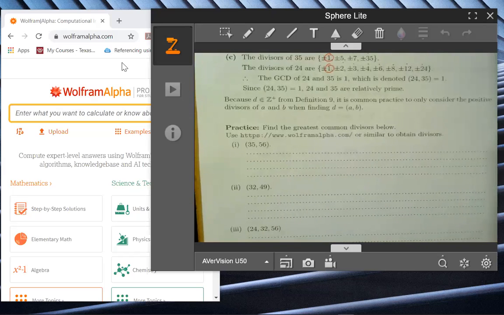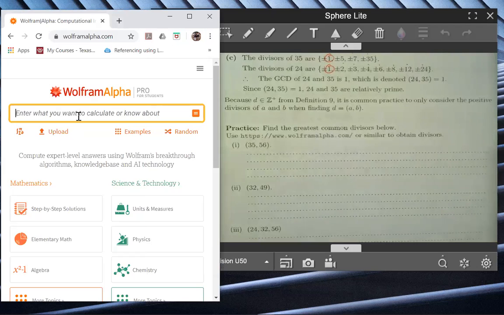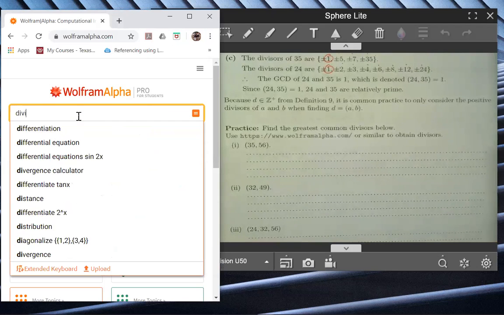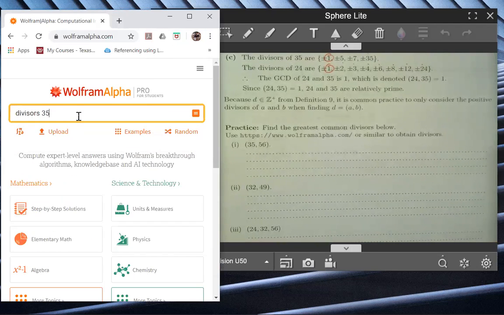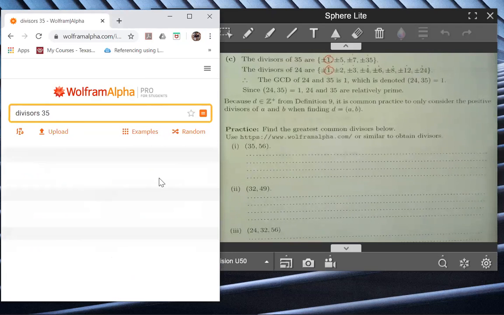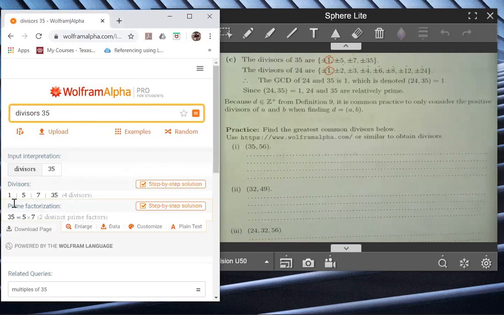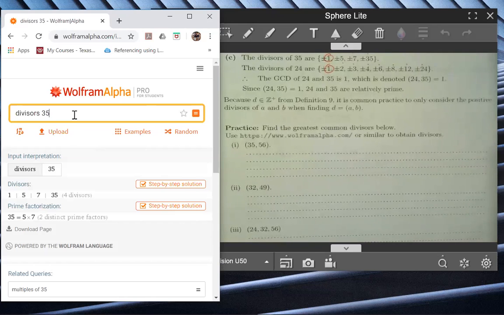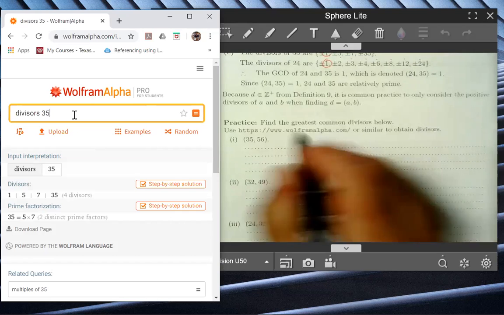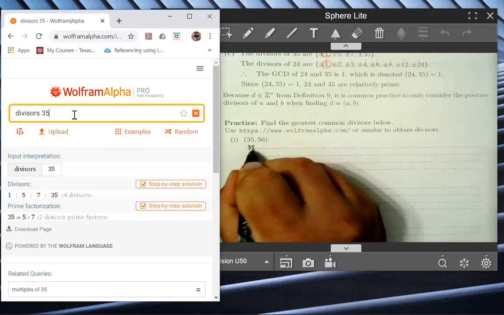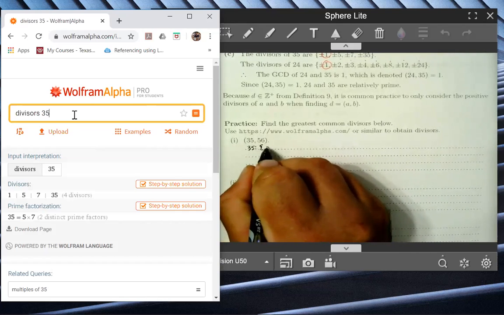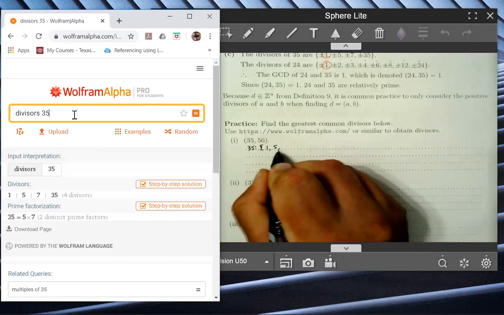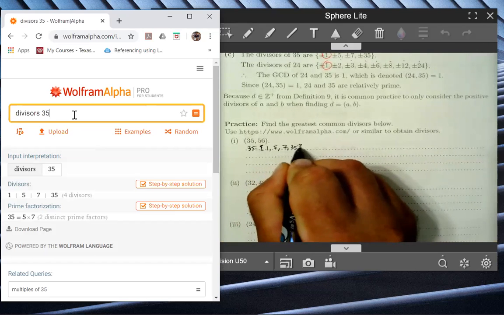How does that work? Well, we can come over here and say, what are my divisors of 35? We already did that one, and it'll pull up the information. We see 1, 5, 7, and 35. We'll write that information down. We know that for 35, I have those divisors, 1, 5, 7, and 35.